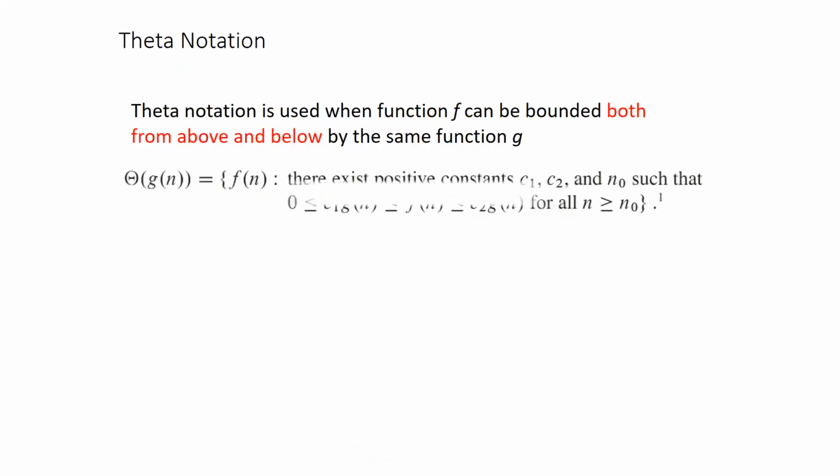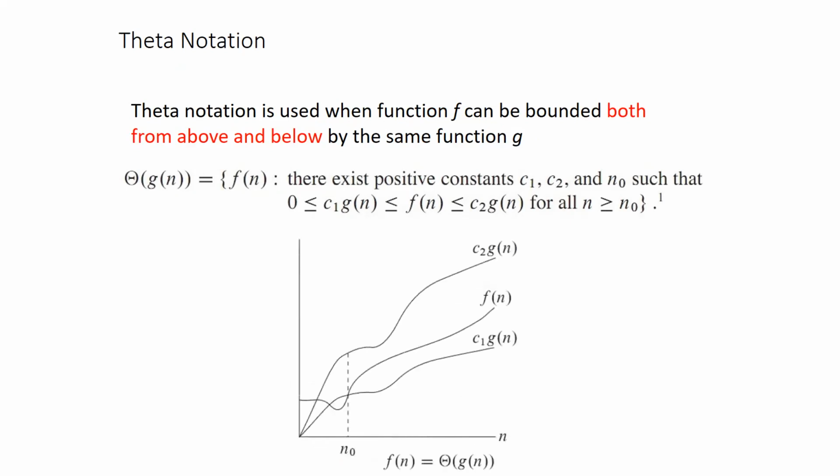Now there is the theta notation. In case of theta notation, we need to follow both the upper bound and the lower bound. So theta notation basically implements the tight bound of an algorithm. Here in the graph, we can see the tight bound of a function is tightly bound by two different functions, that is C1 g(n) and C2 g(n).